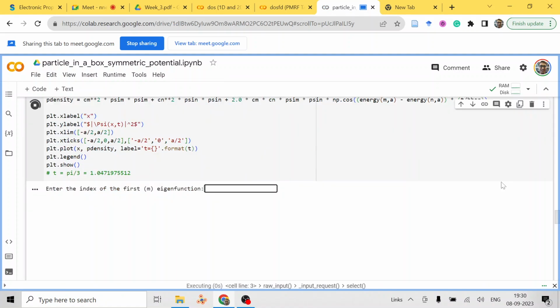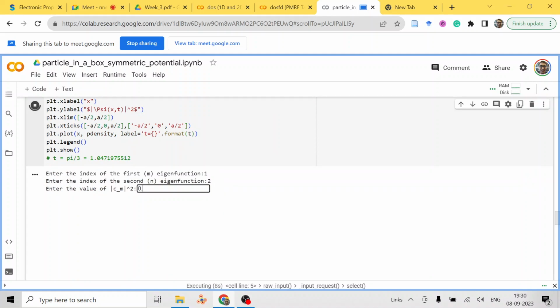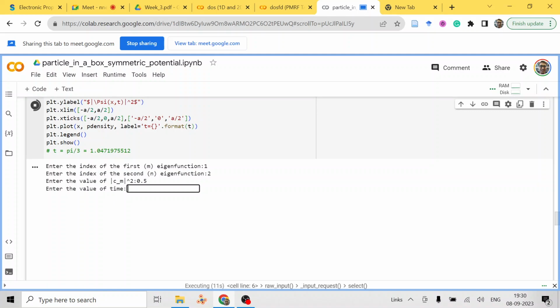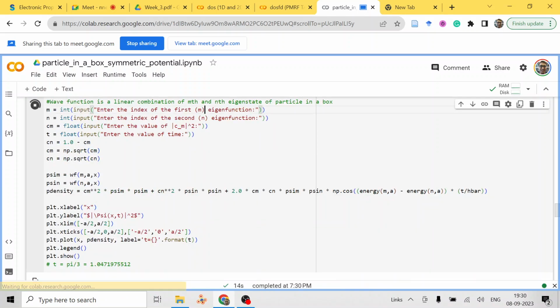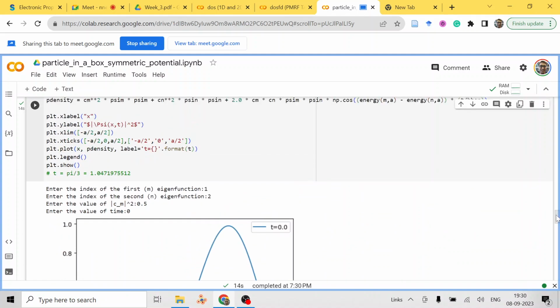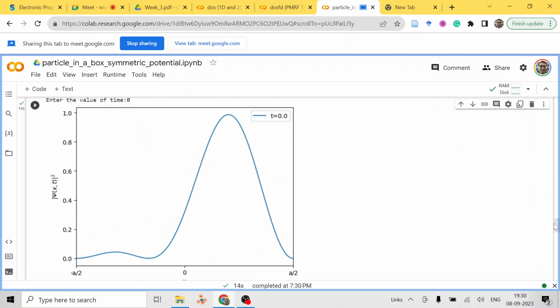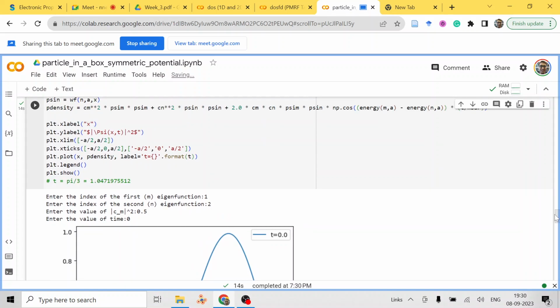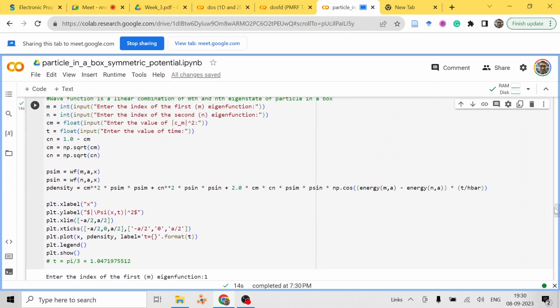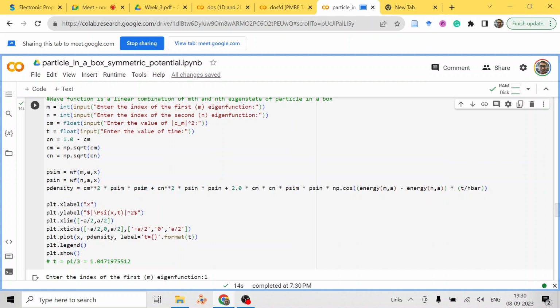Let me just plot it again. Let me take a value of 2, then a value of 0.5, and let me take a value like 0. Here we can see that it is like this. You can check that it is similar to what we have seen in the case of the particle in a box as well. And we can put different values of the time as well.